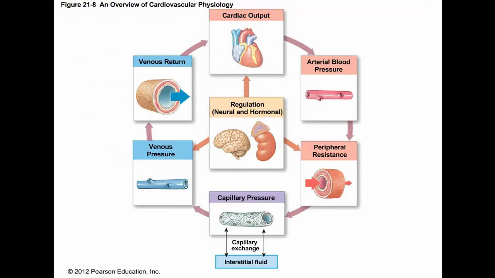So here you can see just an overview of what controls the circulation. If we start up at the top, we've got cardiac output, and we're going to move to the right following the arrows around. So we have arterial blood pressure. Within the artery we have peripheral resistance, so that is determined by how wide the actual artery is, and if there's anything impeding inside the artery, like atheromas with coronary artery disease.